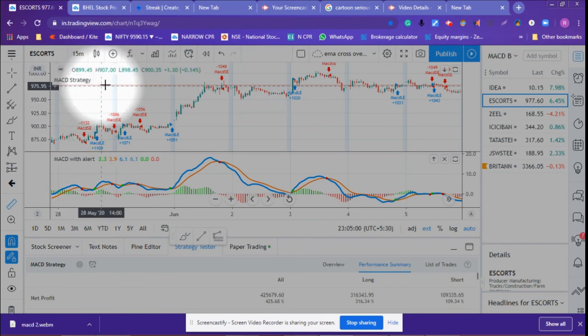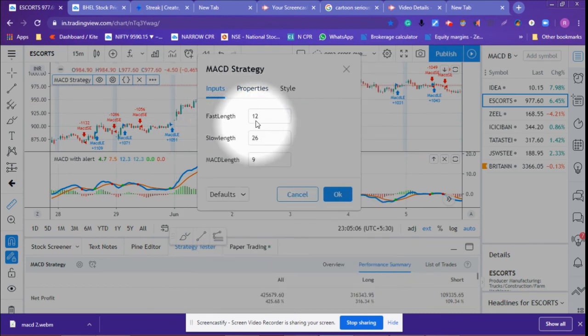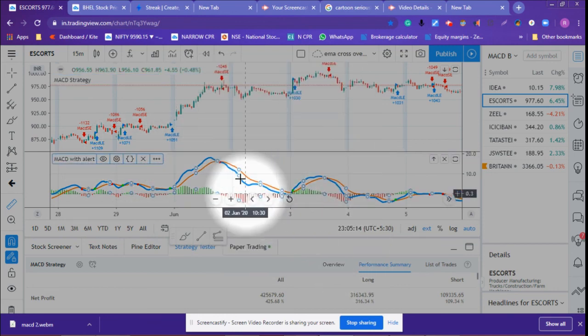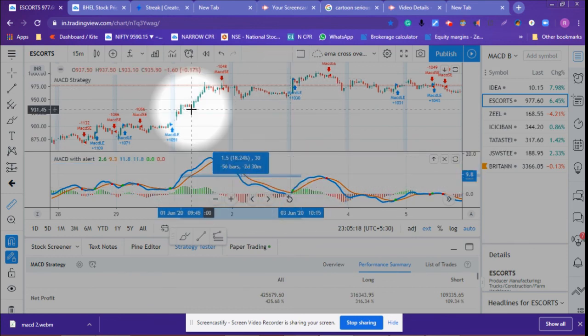And the important thing, guys, the settings should be the same. Meaning the strategy settings, if you go to the settings and go to the inputs, 12, 26, and 9, this will be the same in the indicator inputs, 12, 26, and 9, and that's how these two will be synchronized.